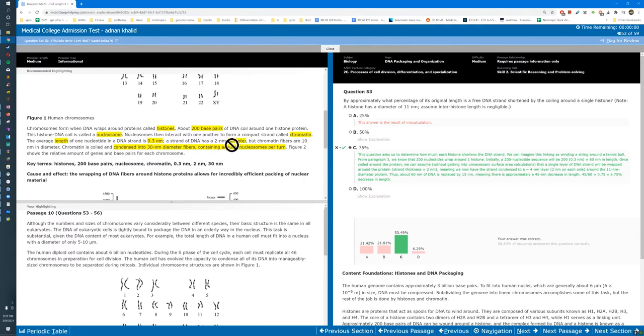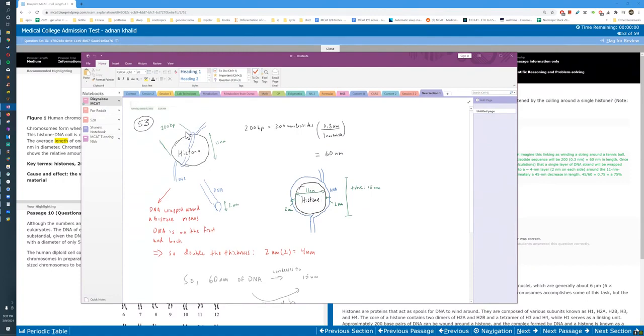The weird thing, though, is when the DNA is wrapped around the histone, 200 base pairs, which is 60 nanometers. This is the diameter of the histone, 11 nanometers. The diameter of the DNA is 2 nanometers. The thing is, the DNA wrapped around the histone means that the DNA is on the front and the back. That's actually tricky. So it's double the thickness. So 2 nanometers times 2 is 4.